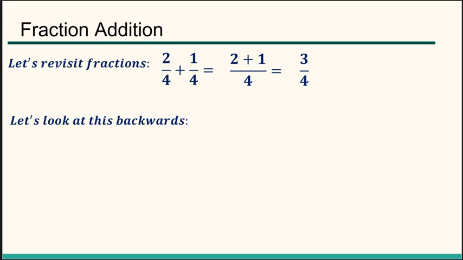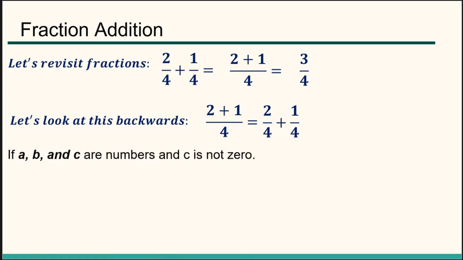Let's look at this backwards. If I had 2 plus 1 over 4, I could bust that fraction apart, or distribute that 4, and say that the 2 needs to be divided by the 4 and the 1 needs to be divided by the 4, because they both were. So we're going to put letters in this. I wanted to go through this with numbers first.